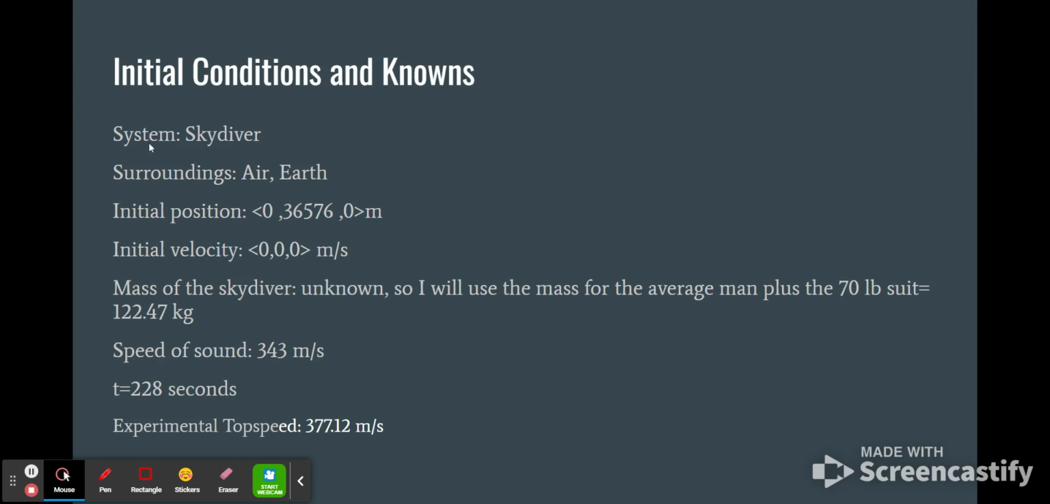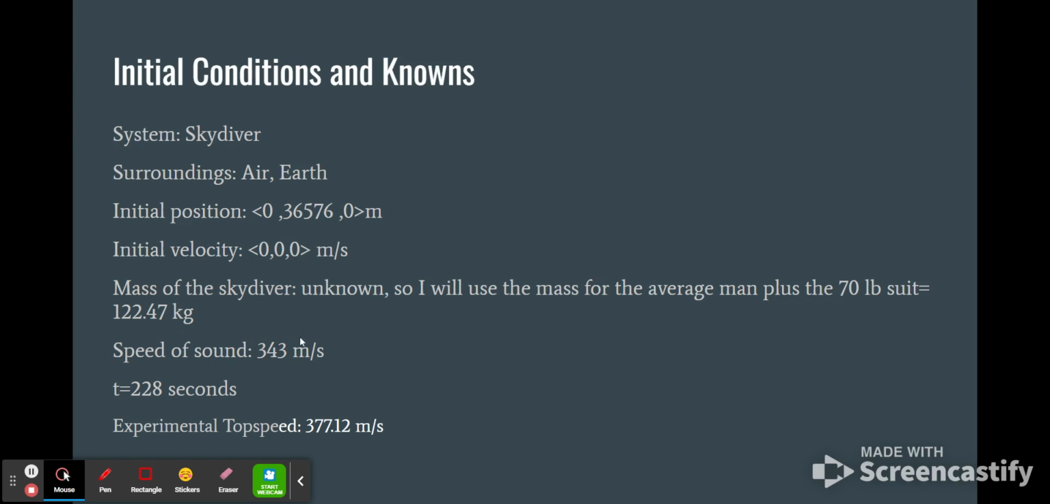So the initial conditions: the system is a skydiver and the surroundings are the air and the earth. The initial position is 36,576 meters above the ground. The initial velocity is 0 meters per second. The mass of the skydiver is unknown, so I used the mass of the average man plus the 70-pound suit to have a mass of 122.47 kilograms.